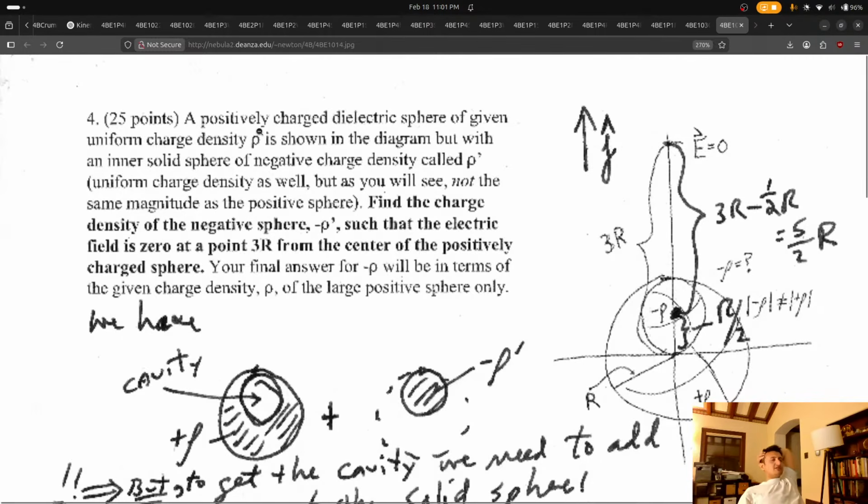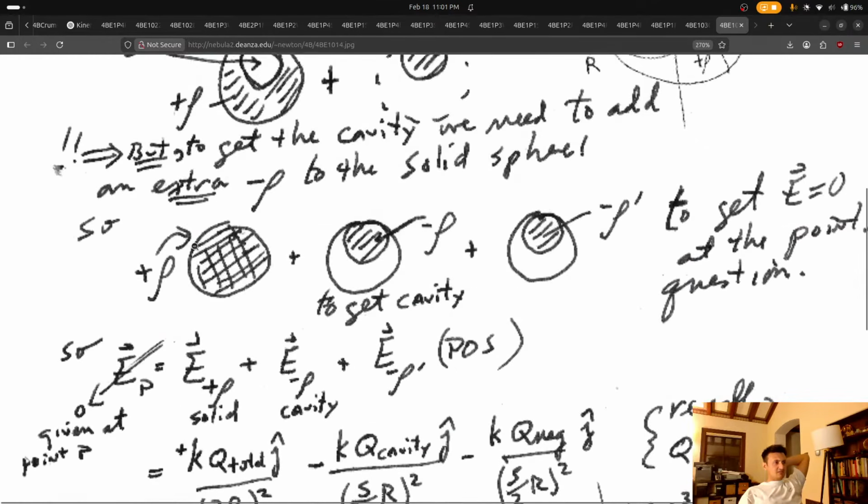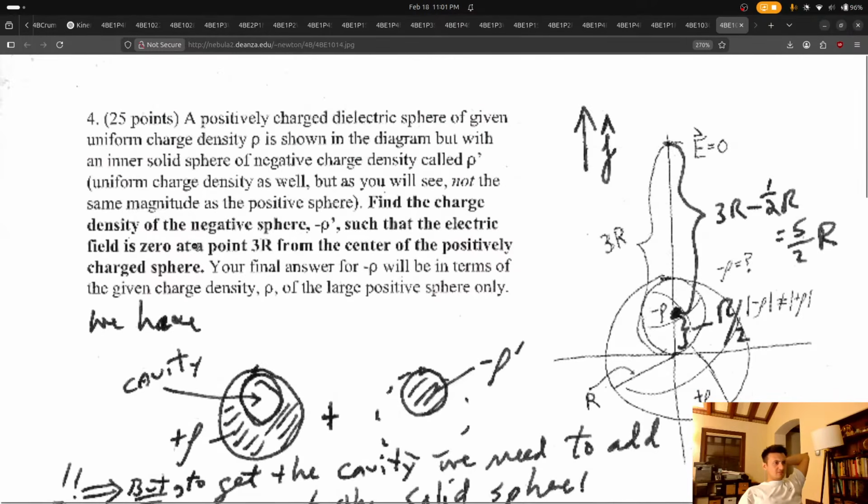Okay. A positively charged dielectric sphere of given uniform charge density rho is shown in the diagram, but with an inner solid sphere of negative charge density called rho prime. Not the same magnitudes, as possible. Find the charge density of the negative sphere such that the electric field is 0 at a point 3.